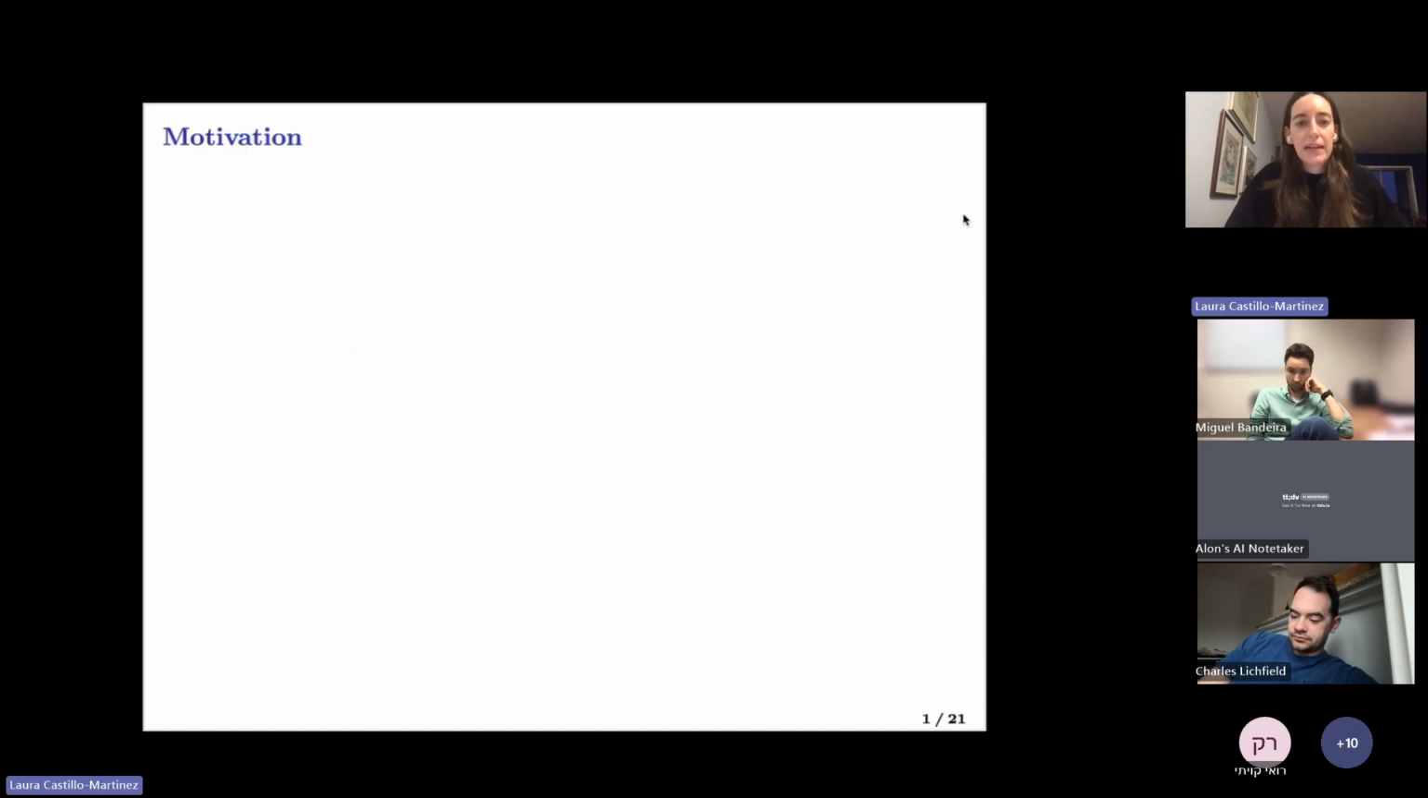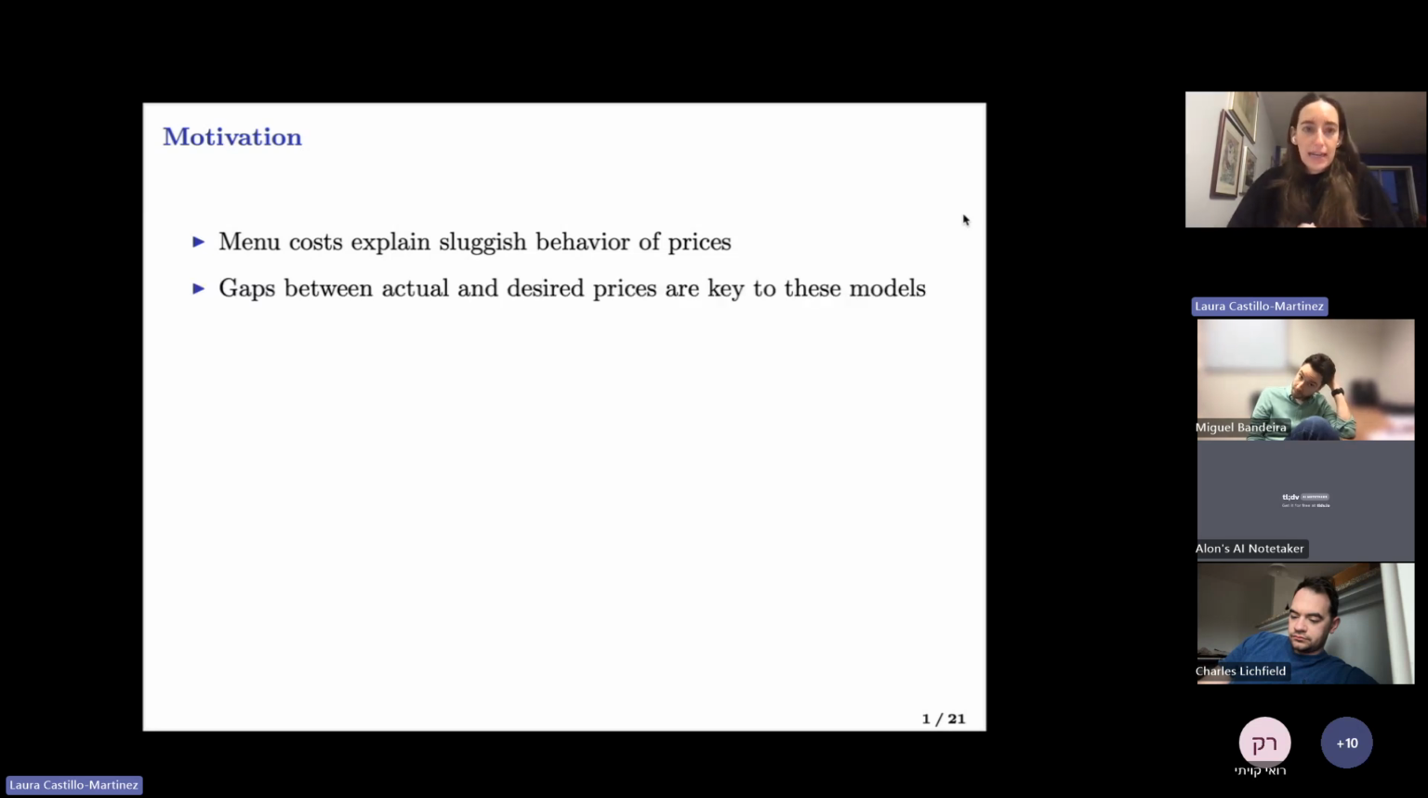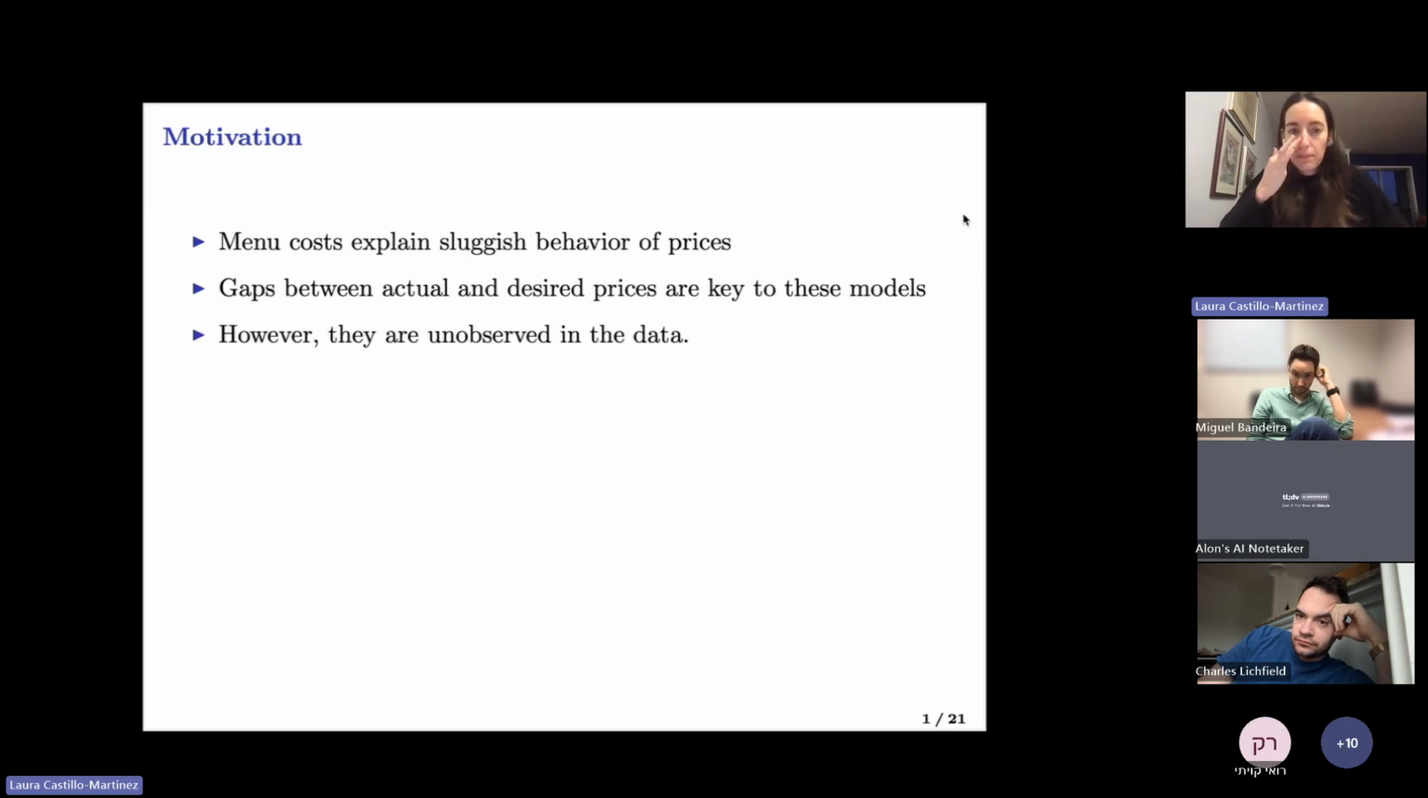Okay, so let me jump directly into the motivation of this paper. Menu costs are one of the most widely accepted explanations for why we see prices adjust really slowly. In models that feature this kind of menu cost, what really matters for inflation dynamics is not just the observed price, but the gap between the actual price and the firm's desired or optimal price, which we call the frictionless price. The challenge with this type of model is that these desired prices tend to be unobserved in the data.